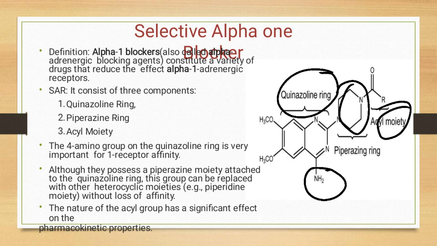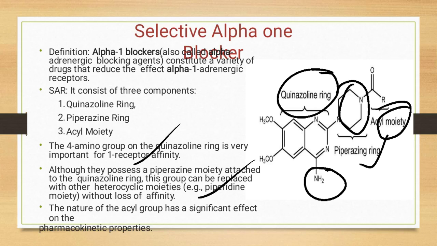is responsible for the alpha 1 receptor affinity. The drugs consist of a second part, that is the piperazine ring, but this piperazine ring or moiety can be replaced by piperidine without change in the activity. That means there is no loss of activity if we change the piperazine ring with the piperidine ring.